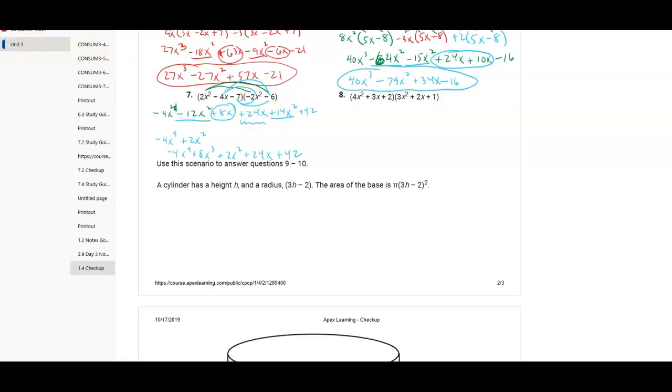So the next one, 4x squared times 3x squared will give you 12x to the fourth. 4x squared times 2x will be plus 8x to the third. 4x squared times 1 would give me plus 4x squared. So my first distribution is done. Now I'm going to distribute 3x. 3x times 3x squared gives me plus 9x to the third. 3x times 2x will give me plus 6x squared. And 3x times 1 would be plus 3x.